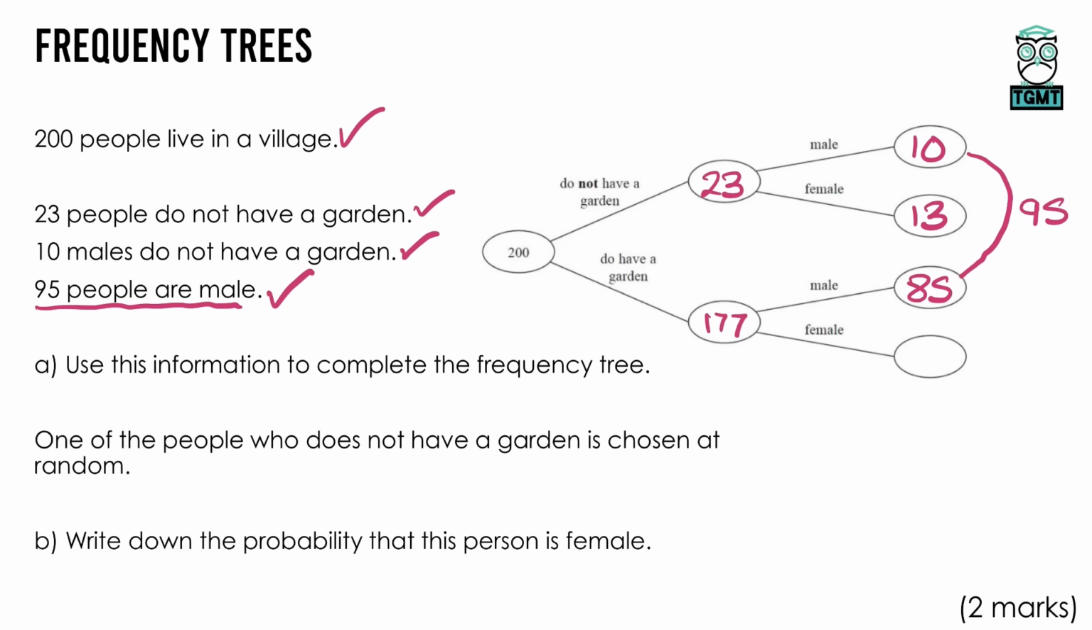There's 177 people that do have a garden, 85 of them are males, so if we take away the 85, that leaves us with 92 in the female circle. And there we go, we've completed the frequency tree.